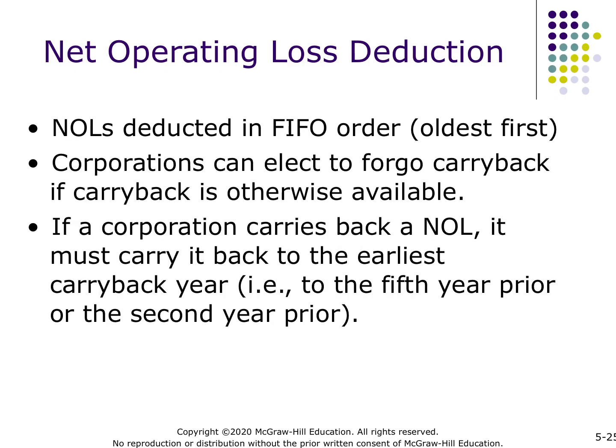Net operating losses must be deducted in FIFO order. We have already talked about that. Corporations can elect to forego the carryback if the carryback is otherwise available. So they can say, we're not going to carry them back, we're just going to carry them forward, okay? And if a corporation carries back a net operating loss, it must carry it back to the earliest carryback year, okay? So it can't say, I would like to carry it back to year 3 instead of year 5 if there's still income back in year 5, okay?